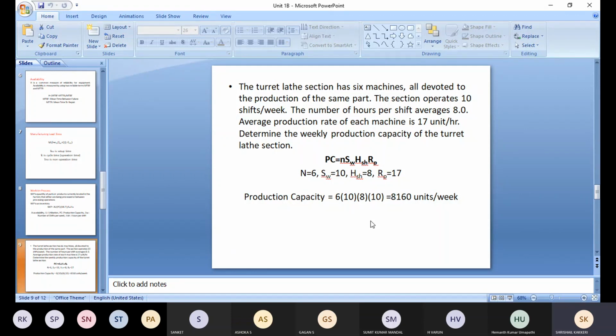The section operates 10 shifts per week. In a week, the section is working 8 hours per shift. That means SH is 8 hours, SW is 10 shifts per week. The number of hours per shift averages 8, and the average production rate of each machine is 17 units per hour. Find the weekly production capacity of the turret lathe. So the production capacity is n SW SH Rp. Please just try to go through this.